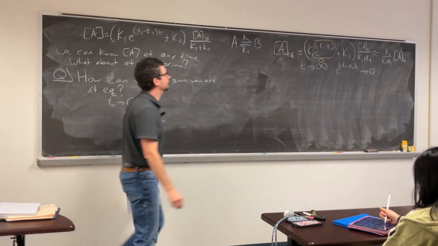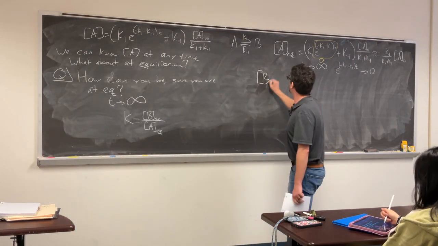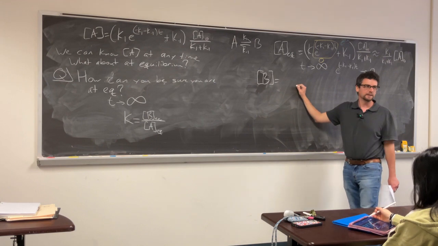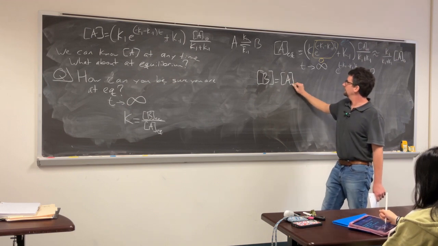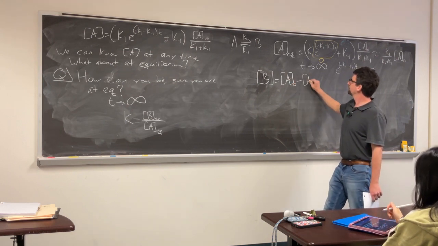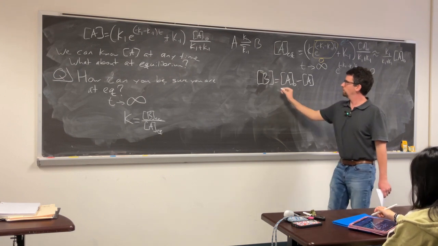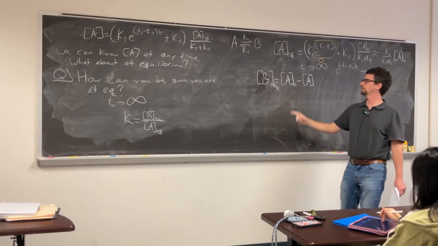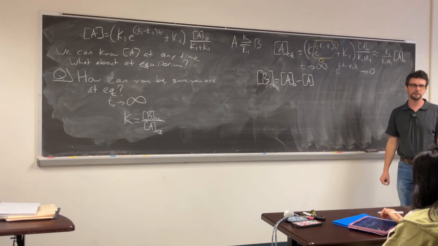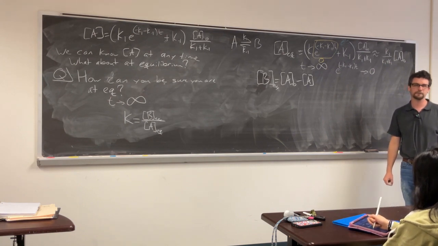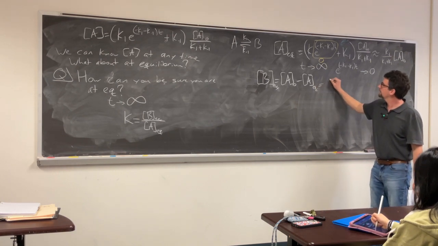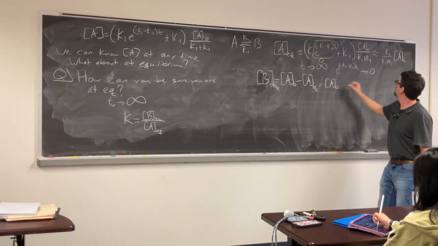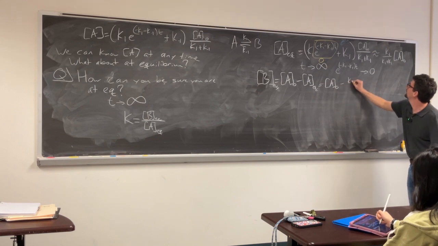Okay, we have A dealt with in this expression. B, let's explore B. How did we initially define B? The concentration of B at some time. So if we wanted B at equilibrium, what do we have to subtract off? A at equilibrium. This just becomes A naught. We plug in our expression here.